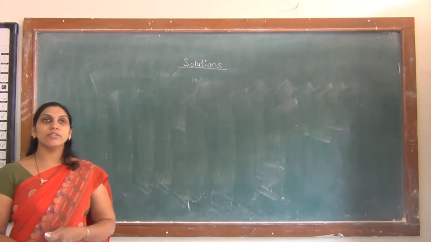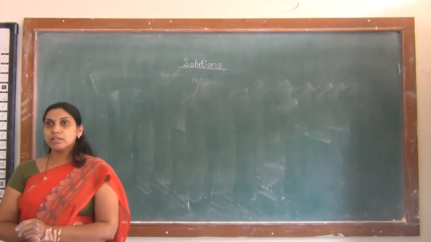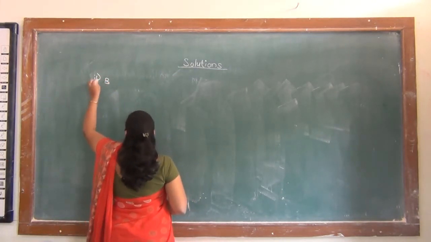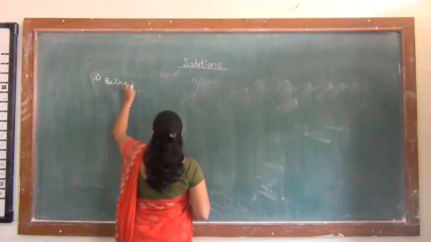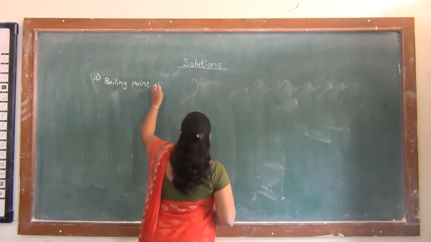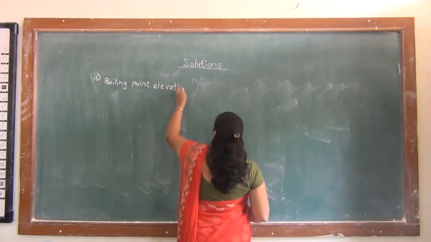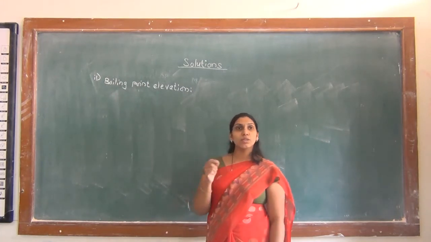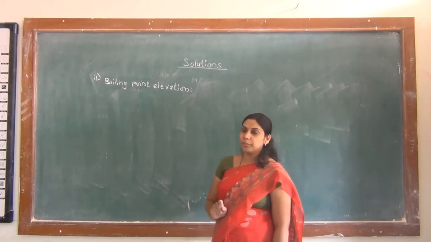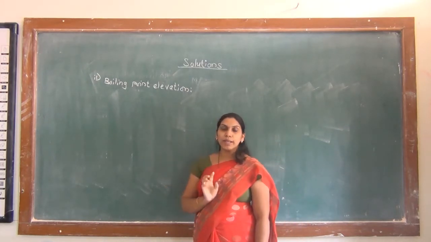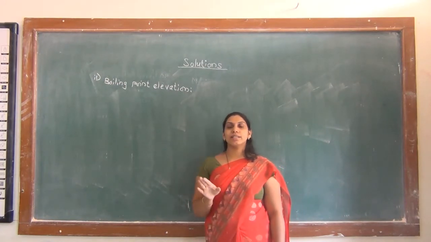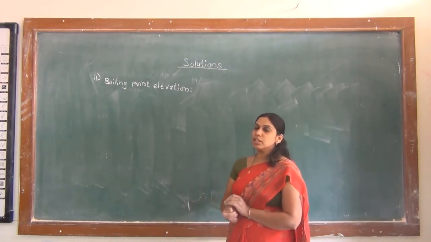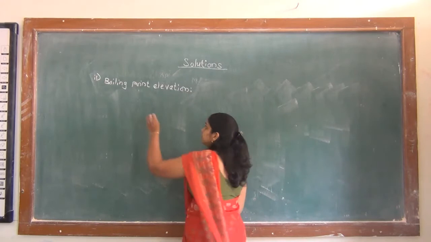Now we will start with the next colligative property, that is boiling point elevation. Boiling point elevation is a colligative property similar to that of vapor pressure lowering. Recall the definition of boiling point. Boiling point is defined as the temperature at which the vapor pressure of liquid becomes equal to the applied pressure.